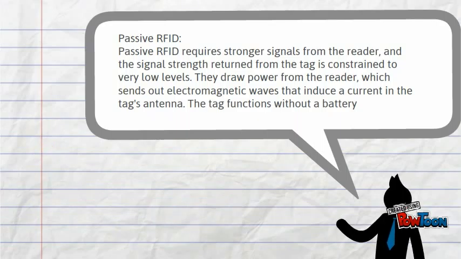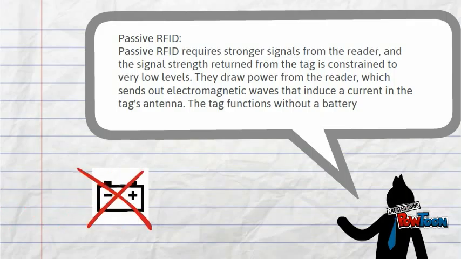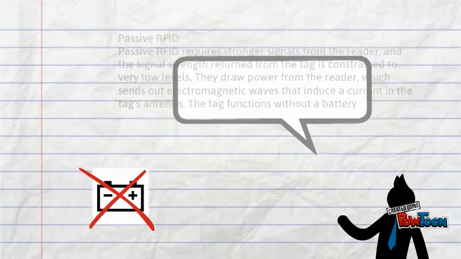Passive tags have no battery. Instead, they draw power from the reader, which sends out electromagnetic waves that induce a current in the tag's antenna. Passive RFID requires stronger signals from the reader, and the signal strength returned from the tag is constrained to very low levels. The tag functions without a battery.